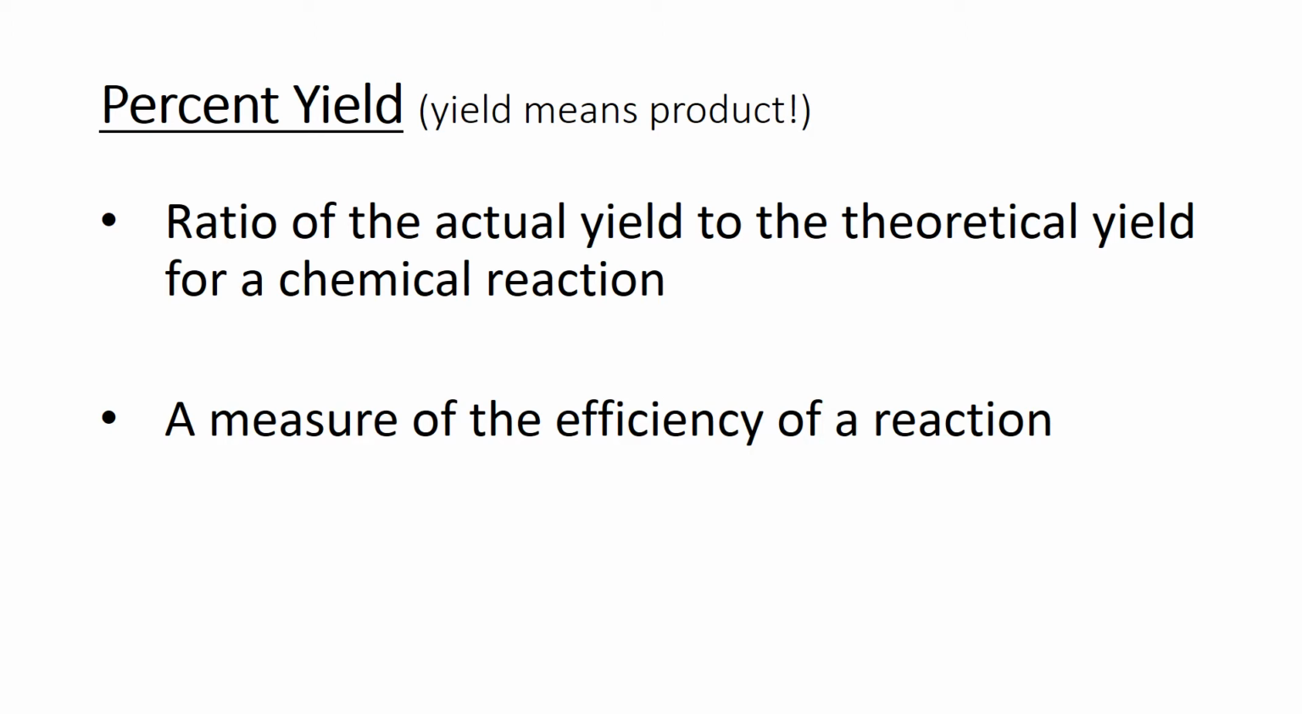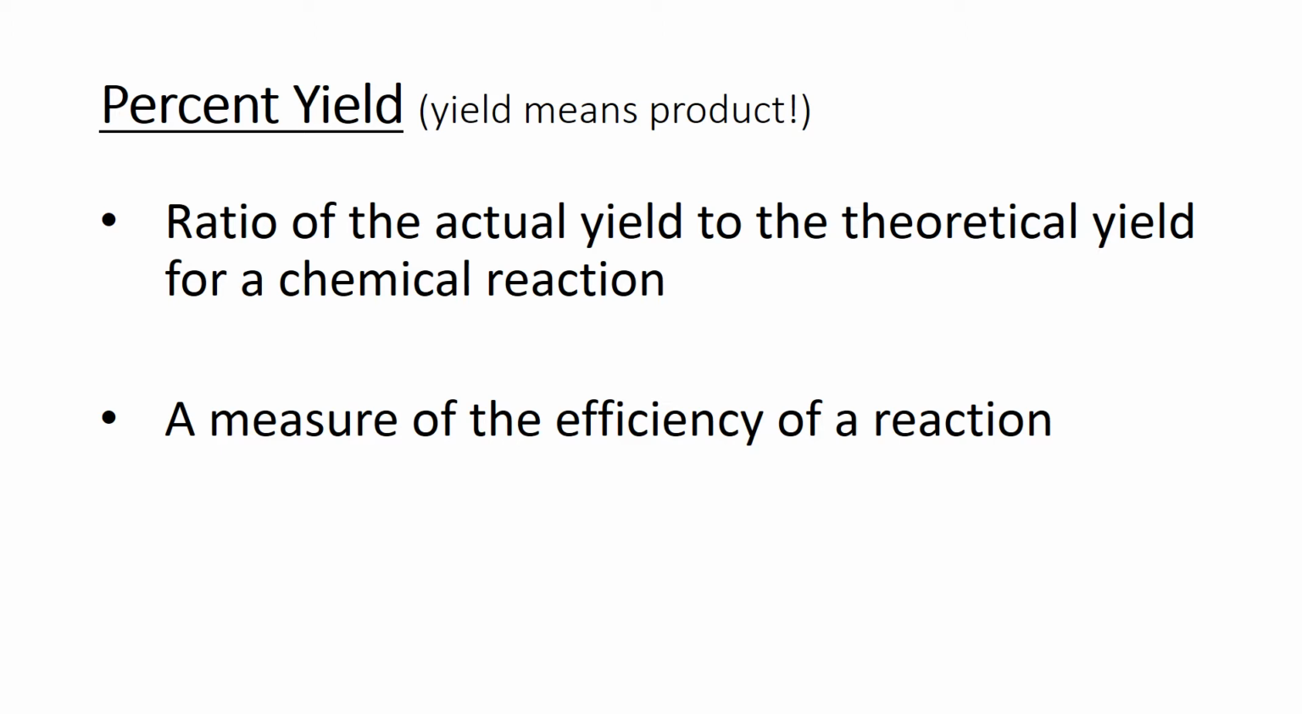The percent yield is the ratio of the actual yield to the theoretical yield for a chemical reaction. It's a measure of the efficiency of the reaction. And as a side note, when I talk about yield, I'm talking about what's made. It's the product that we're talking about.